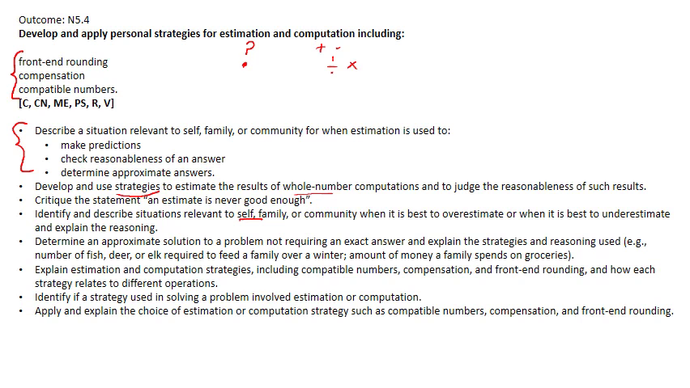They've given some examples here, and I've got a few more. They said number of fish, so you're not actually going to count every fish in the ocean. You would probably take an estimate. Deer, elk, required to feed a family over winter, the amount of money a family spends on groceries, so lots of good examples of where we can estimate. Explain the strategies, and it just lists the three again. Identify a strategy used in problem solving. Apply and explain the choice of estimation or computation strategy. So if you could explain it, that would work too for this outcome. So let's have a look.